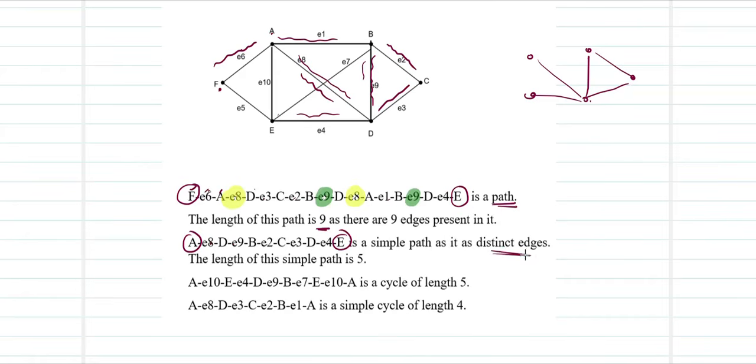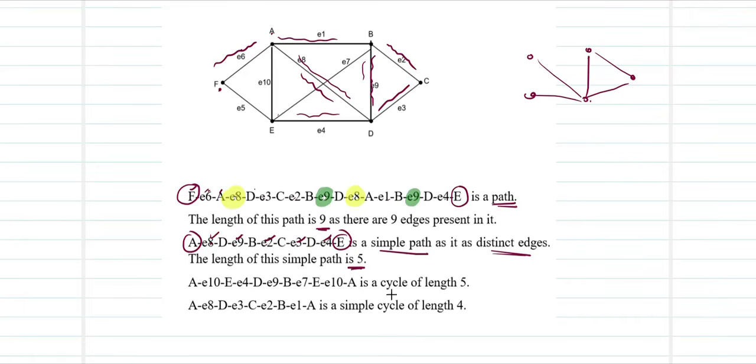All the edges are distinct, in which case the path which we have traveled now will be referred to by the name simple path. What is the length of this path? The length of this path is 1, 2, 3, 4, 5. 5 edges are present. So the length of this simple path is 5.